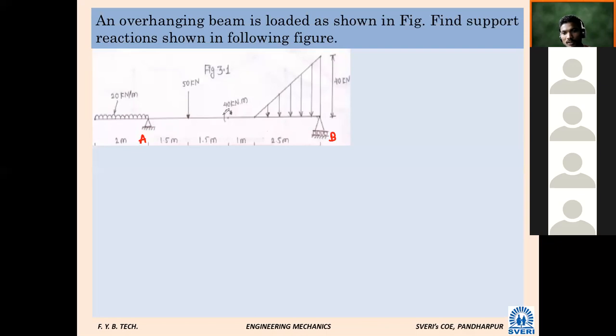Types of supports in this beam. This is a question asked in the university, for 10 marks. Give the most attention. What are the types of supports at point A and B respectively? Hinged and roller. Very good. Hinged and roller supports.